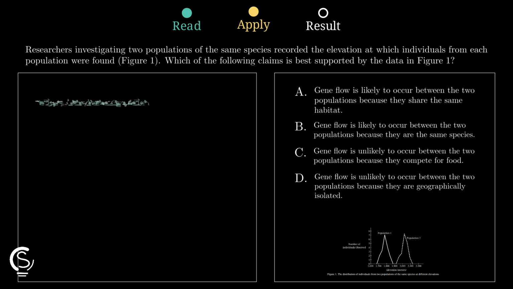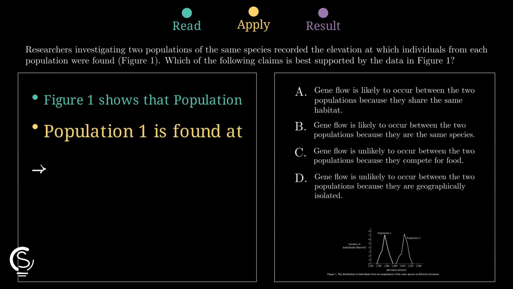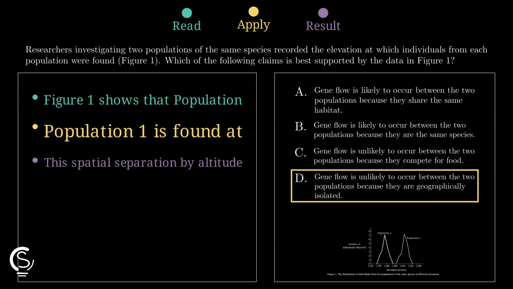Population 1 appears in one elevation range, while population 2 shows up in a different range, and that separation means the groups are not occupying the same physical area. That spatial separation by altitude is geographic isolation, and when populations are geographically isolated, gene flow becomes unlikely, so option D is the best supported claim.